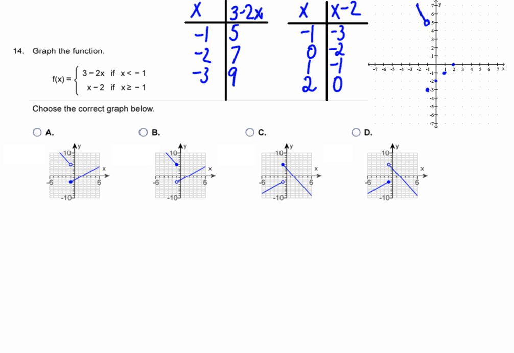So we're going to stop here, but we're going to go on. So let's look at our choices. And the one that looks similar to what we came up with is A.